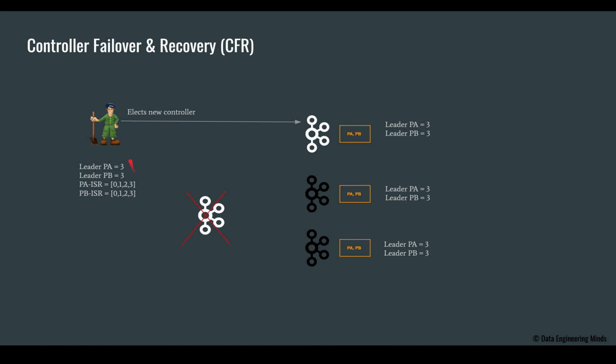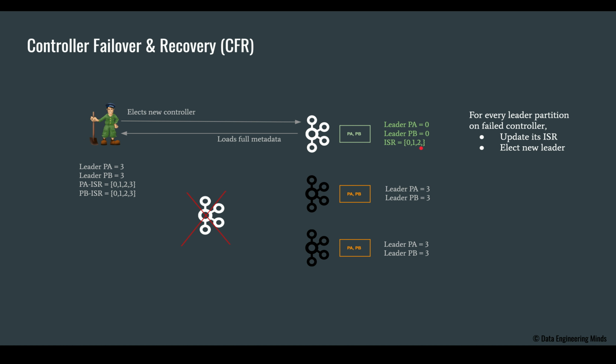First, the Zookeeper has to elect a new controller. Then, the new controller has to load the complete metadata information stored inside the Zookeeper. Then, for every leader partition that has been hosted on the failed controller, the new controller has to elect a new leader and then update its ISR list. So now you see the new controller has elected a new leader for both these partitions, that is the broker 0, that is the controller itself, and then it also updates the ISR list.